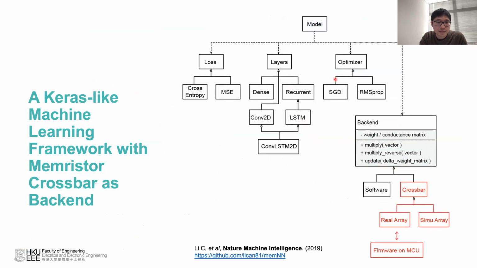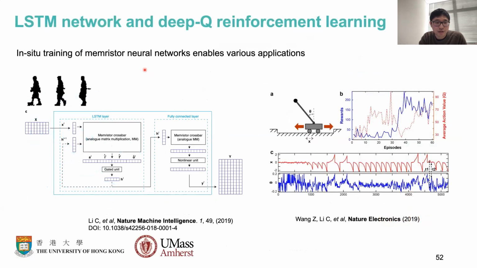In order to make this scheme work more easily, we have developed a Keras-like machine learning framework so that we can demonstrate the training of different tasks more efficiently. And we have demonstrated that this network can be used to recognize human walking style, to identify a human by the style of his walking, and also to demonstrate that the memristor crossbar can play games with reinforcement learning.